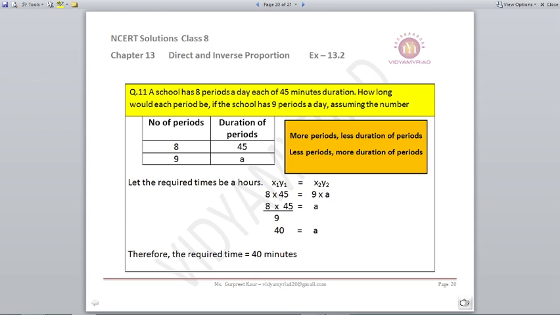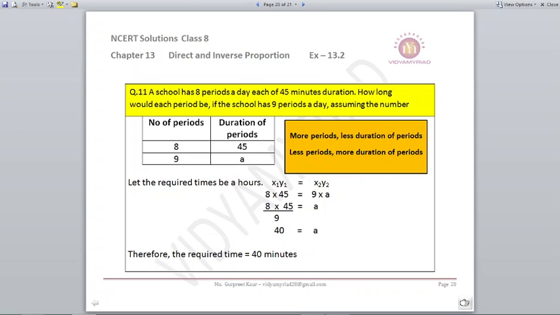Question number 11. A school has 8 periods in a day, each of 45 minutes duration. How long would each period be if the school has 9 periods a day, assuming the school timing remains the same? Now the number of periods is 8, the duration of a period is 45. Now if I increase my number of periods to 9, what will happen to the duration of a period? Naturally it has to be reduced because the school timings are the same.